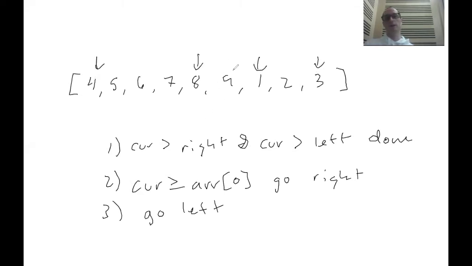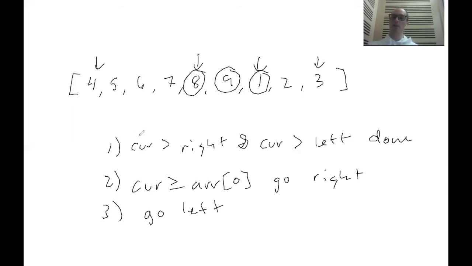And now we're going to take the middle value between these 2 points. And we'll check to see, is the current value greater than the value to its right? It is. Is the current value greater than the value on its left? It is. So we're done. So we've found our peak, right?